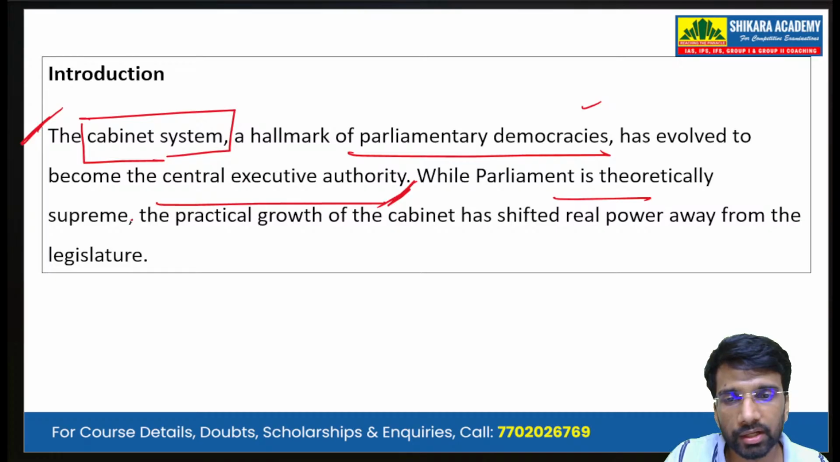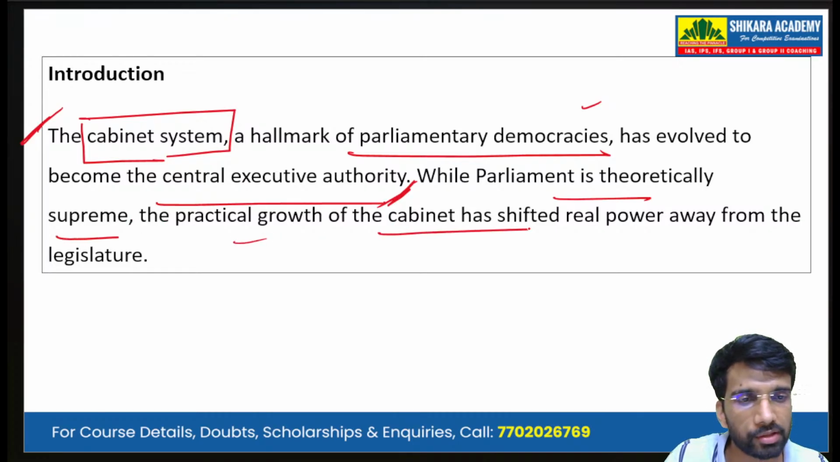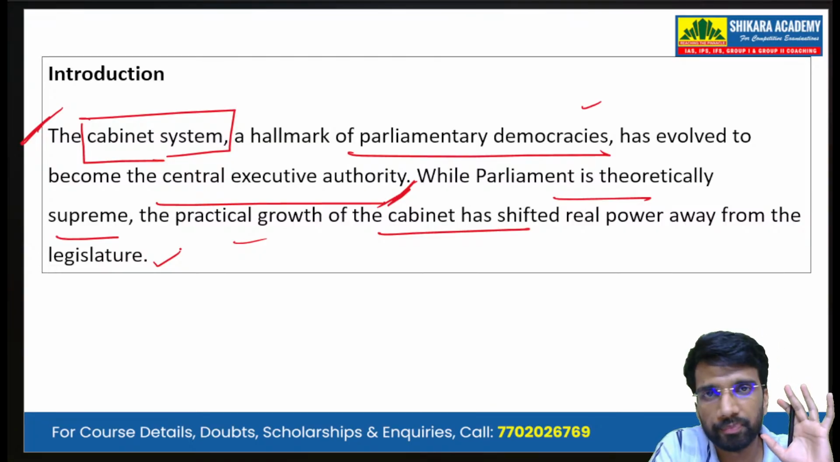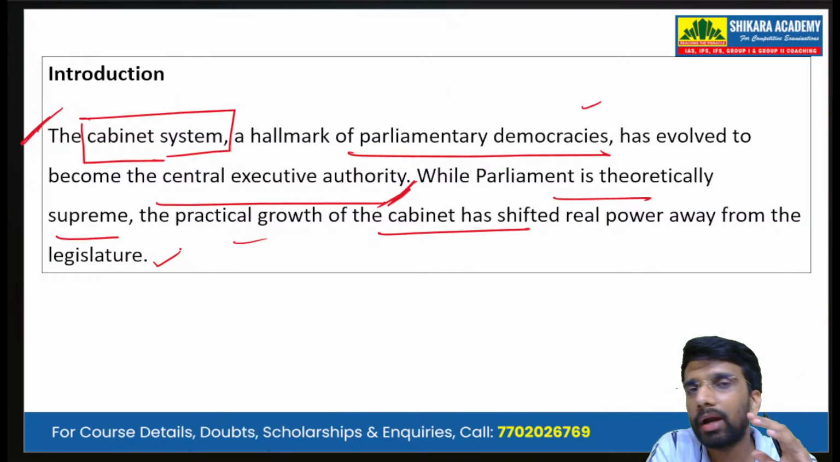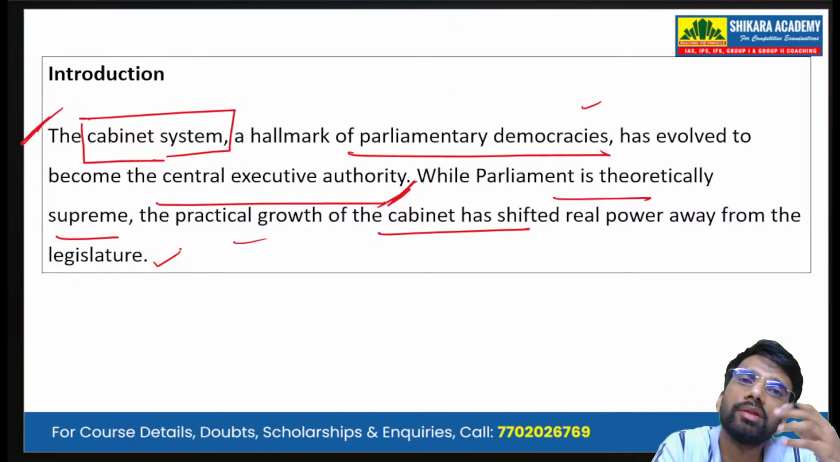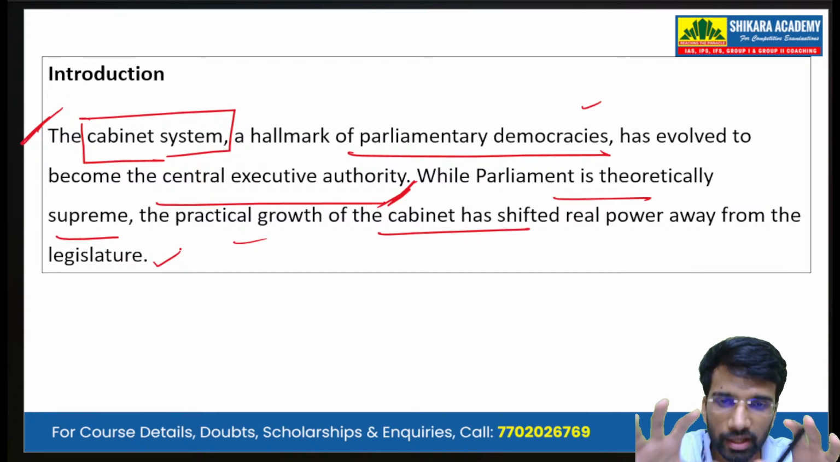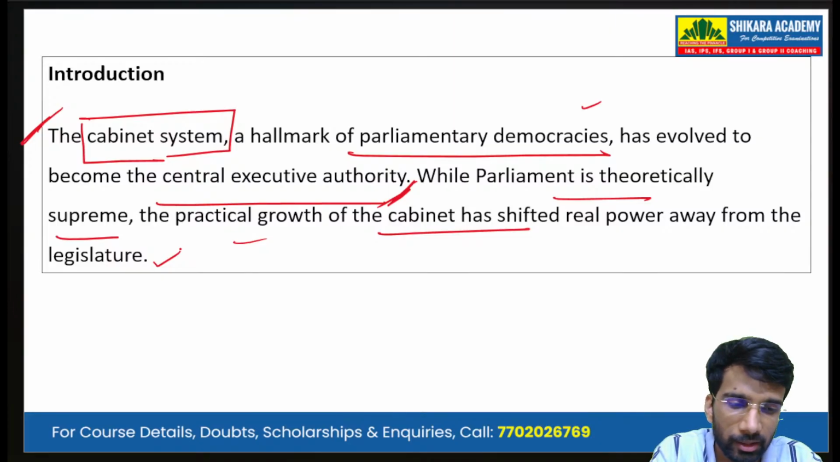While parliament is theoretically supreme, the practical growth of the cabinet system has shifted the real power away from the legislature. We know that the constitution is supreme, and after that the parliament is supreme, and the parliament has the power to amend the constitution. So the supremacy of the parliament is there, but this is in the theoretical world. In the real world, in the current scope of things, the growth of the cabinet has shifted the real power from the legislature to the executive.